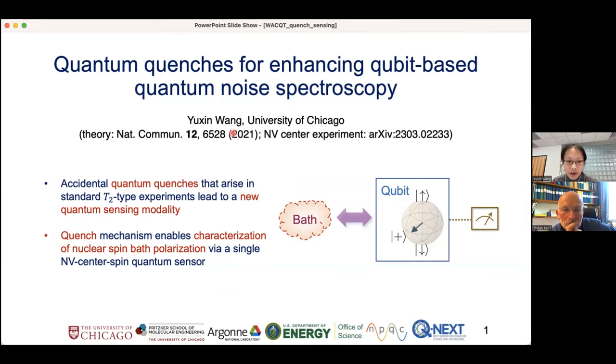More recently, in collaboration with the Gali and Awschalom groups at Chicago, we also show that this general mechanism can lead to an accurate characterization tool of nuclear spin bath polarizations for single nitrogen vacancy centers in diamond. So in the second part of my talk, I will also briefly discuss those results, but more details about the experiment can be found in this preprint.